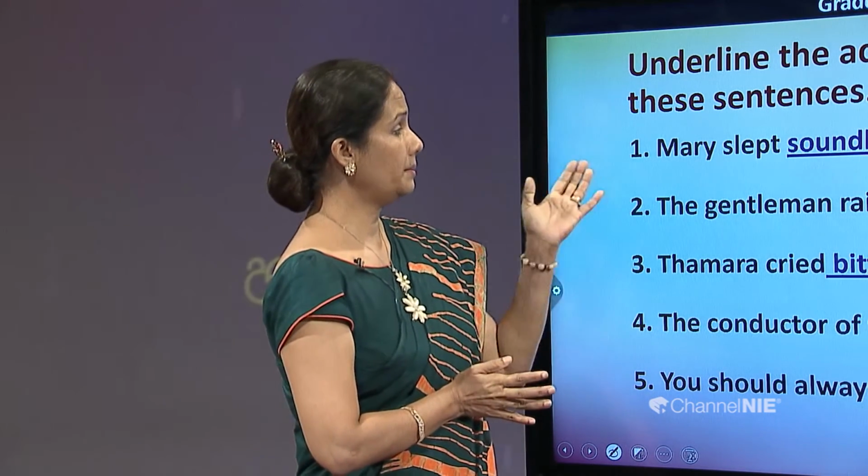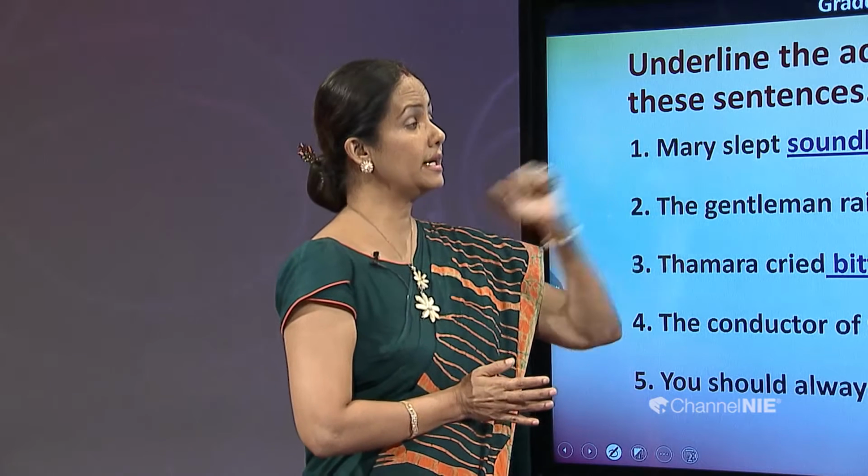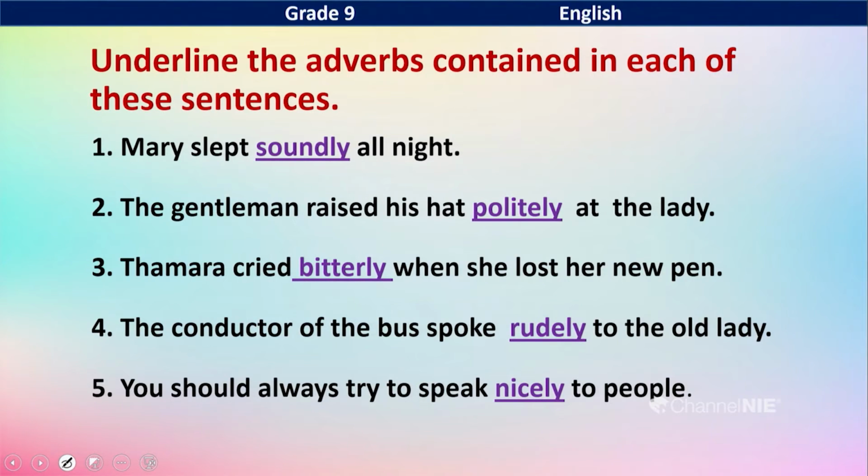Okay. Mary slept soundly all night. Now slept is the past tense of the verb sleep, and soundly is describing how she slept. So she slept soundly. She had a very good sleep. Yes, describing the verb.